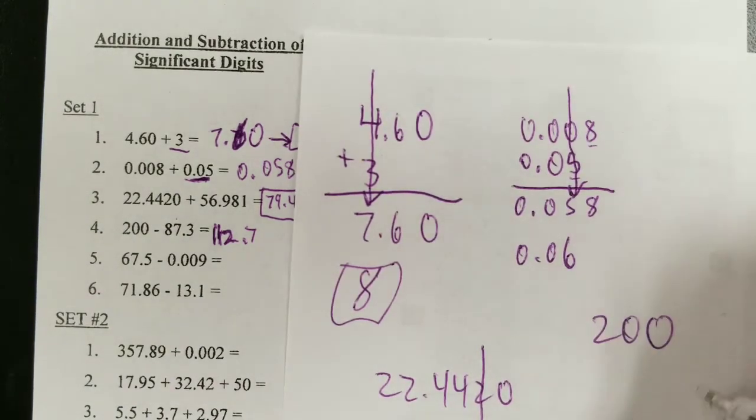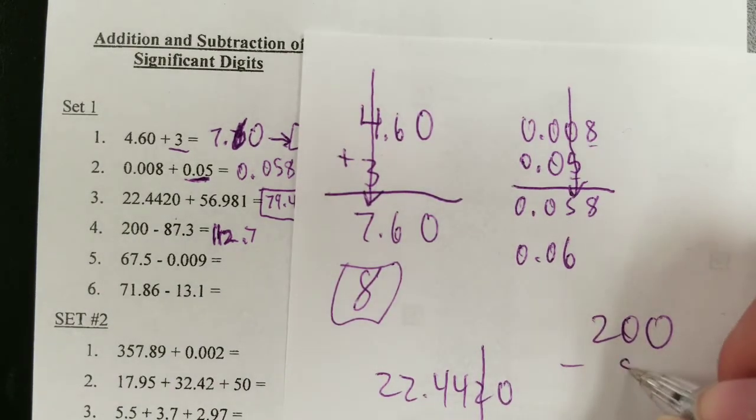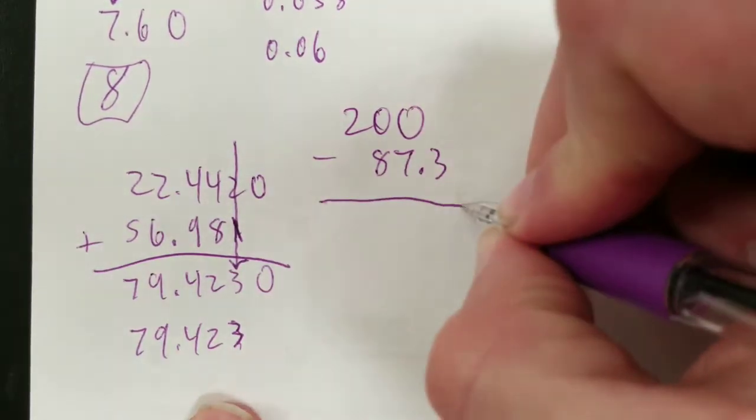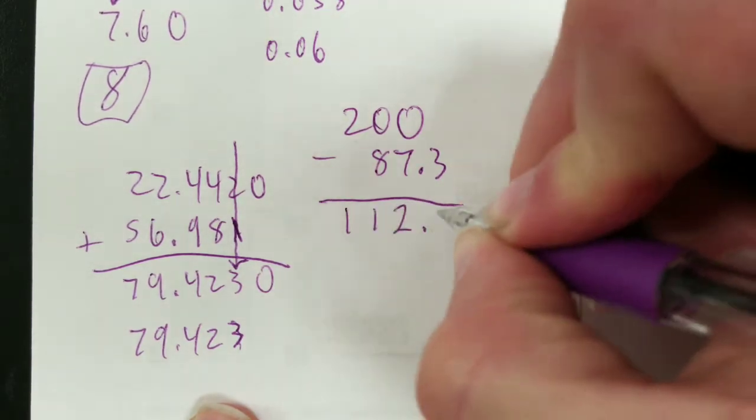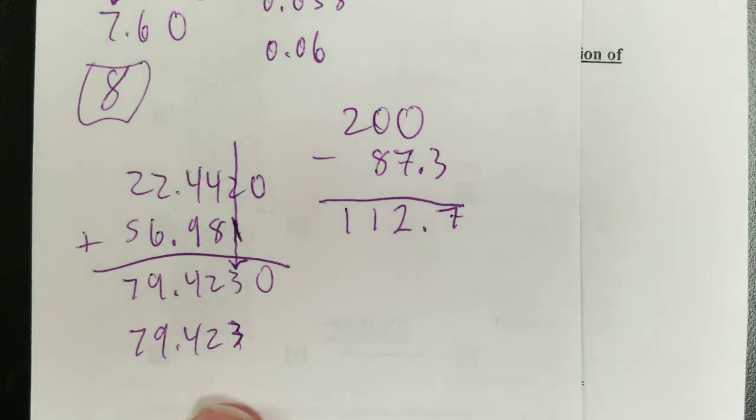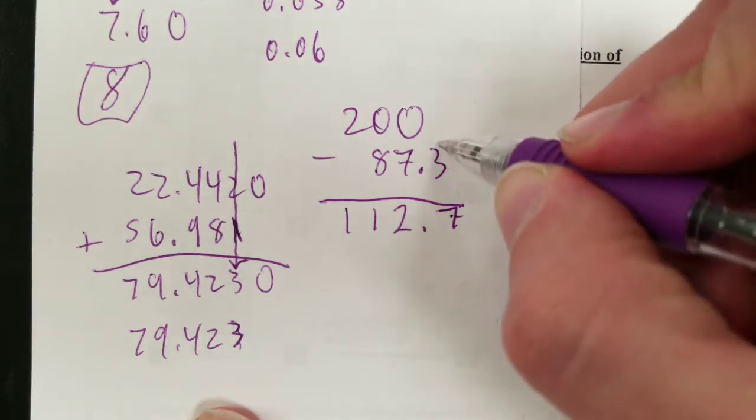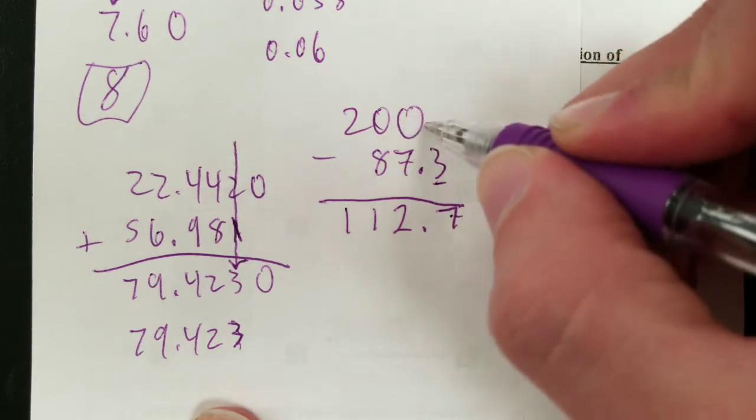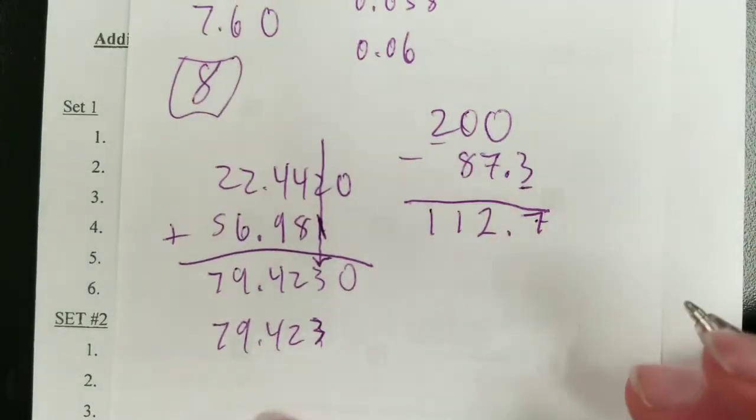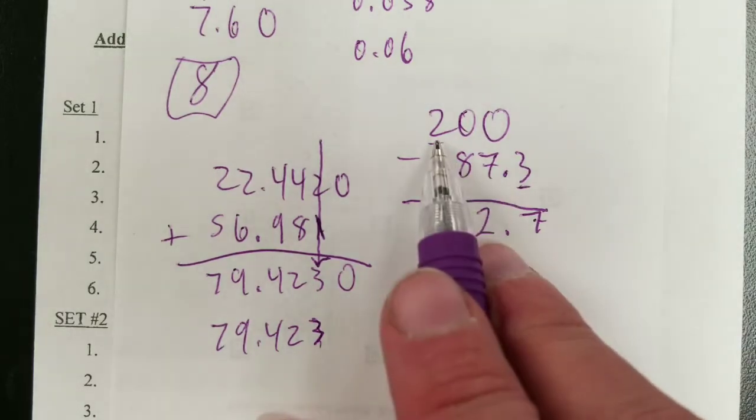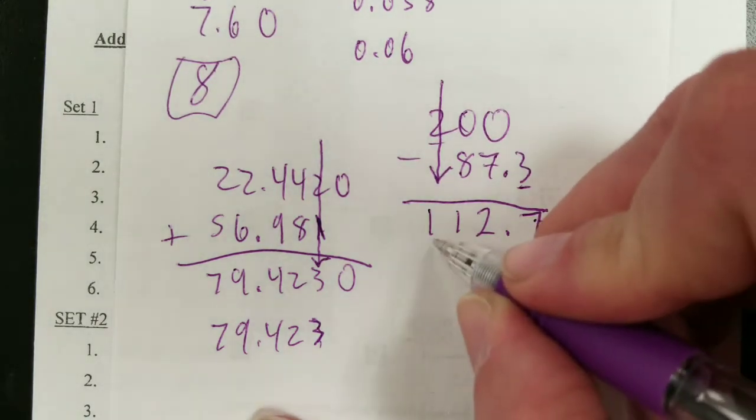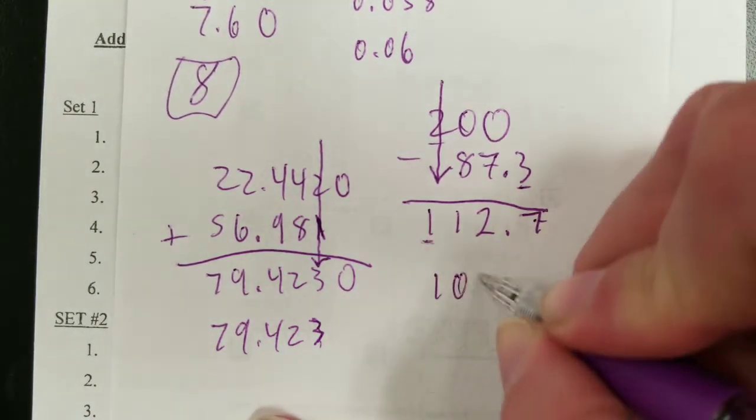So 200 minus 87.3. That's right. 112.7. So your last significant digit for this number is here. For this number, because there's no decimal, your last significant digit is here. Well, this is by far the less exact answer, so your rounding happens here. So guess what? Your rounded answer being rounded at this place is 100.